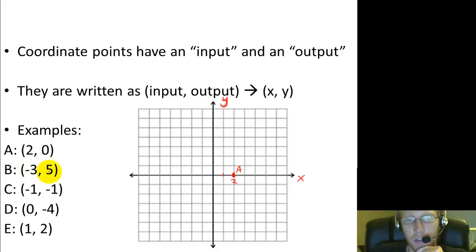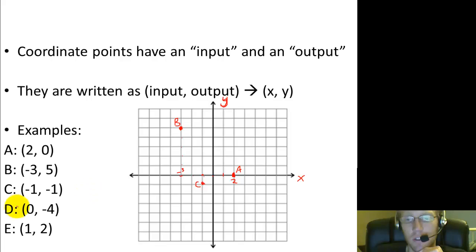Point B is (-3, 5). So on the input I go -3. First I go -3: 1, 2, 3. So I'm here at -3. And then on the output I go 5. So I go up 5: up 1, 2, 3, 4, 5. And I plot the point, which is just putting a dot, and I can label it B. Next one, C, (-1, -1). So I go -1 here, and then -1 here. So that point right there is C.